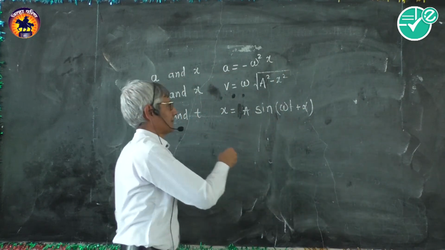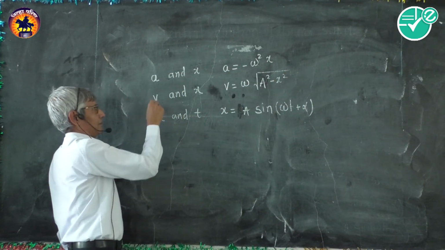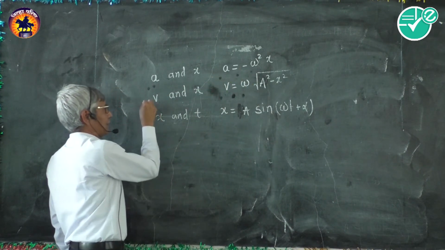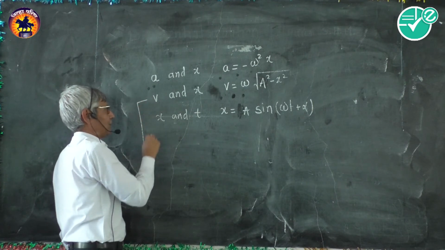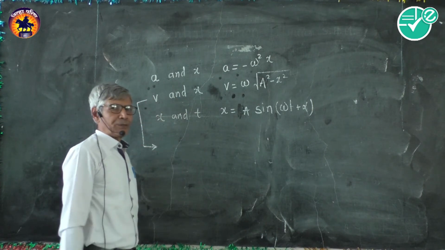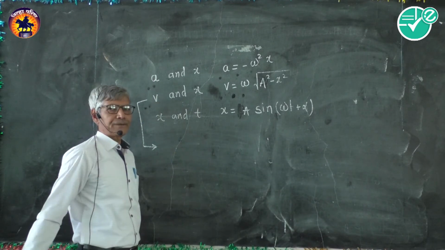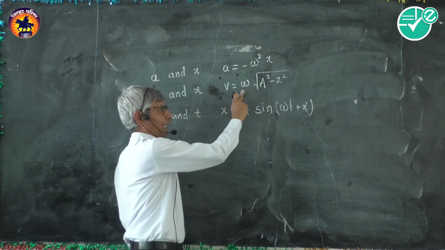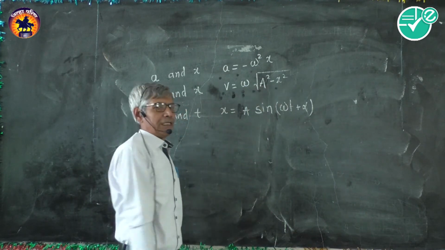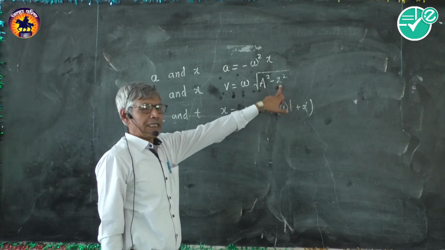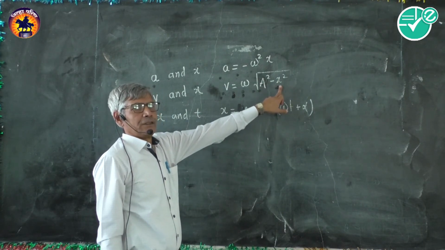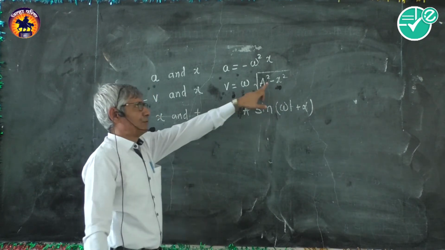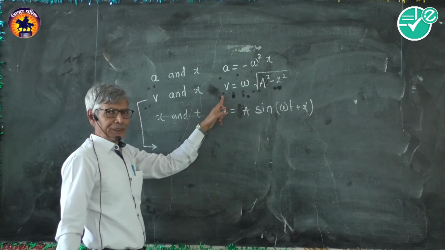Now we discuss. We have already discussed the equation a is equal to minus omega square x. Now we will discuss this second equation between the velocity and the displacement of the particle. Now, from this equation v is equal to omega times the square root of A square minus x square, it is quite clear that as x increases, the velocity v will decrease. So, when x is maximum, the velocity will decrease.